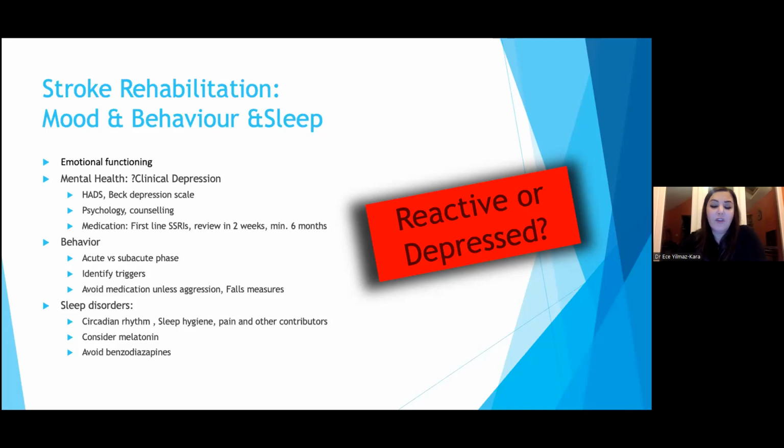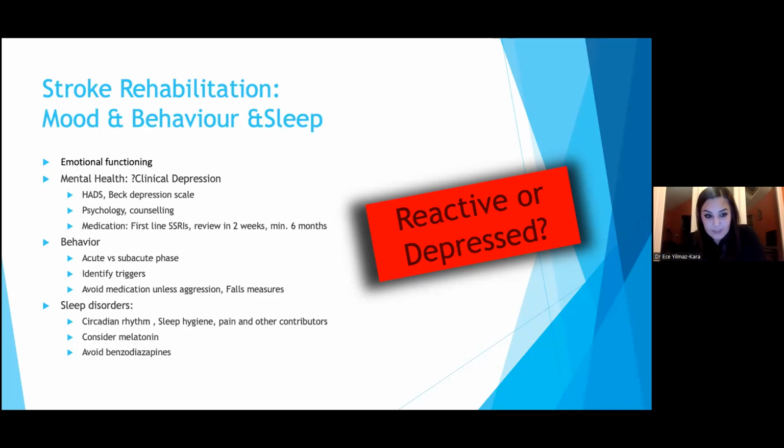Behavior, again, acute versus subacute phase, we may have different approaches. If you're dealing with intracerebral hemorrhage, I would expect the patient to be agitated, especially in the intensive care unit, then we would medicate that. However, in rehab wards, we try to avoid medication unless there's aggression, and we put force measures in place, and identifying triggers is integral in behavior management in stroke rehab.